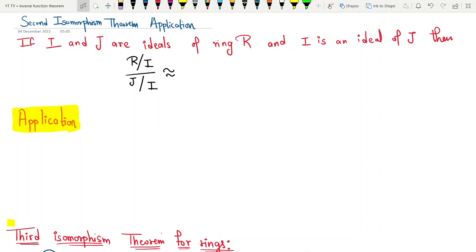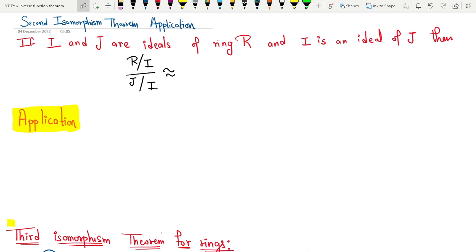In this video, we'll be discussing the application of the second and third isomorphism theorems in ring theory. Whenever we study ring theory, we have seen that the first isomorphism theorem is used very frequently. But the application of the second and third isomorphism theorems were never discussed in our syllabus. So today, I'll come up with two simple applications of the second and third isomorphism theorems.